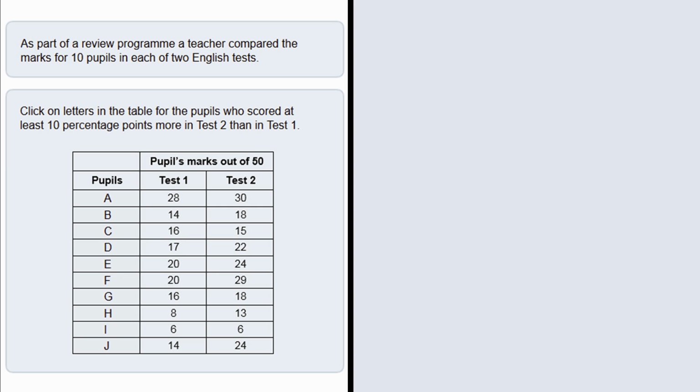In this question we are given a table representing the Test 1 and Test 2 marks of 10 pupils. And the question asks us to click on letters in the table for the pupils who scored at least 10 percentage points more in Test 2 than in Test 1. Now what we could do is work out what the percentage scores was in both tests and then deduct them from each other, but that seems a little bit like a waste of time.